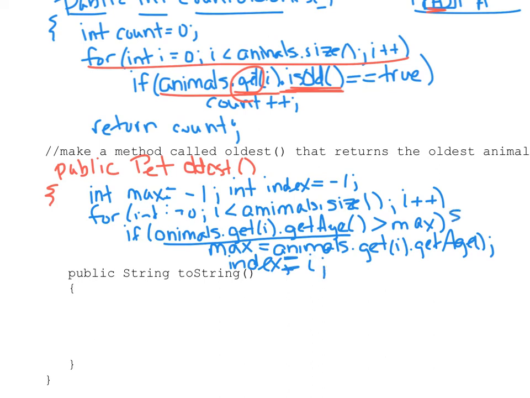So I'm going through the whole thing. Okay, curly brackets all around. And then when I'm finished, when this is over, it's going to have the max value. I'm going to return animals dot get, and then its index.